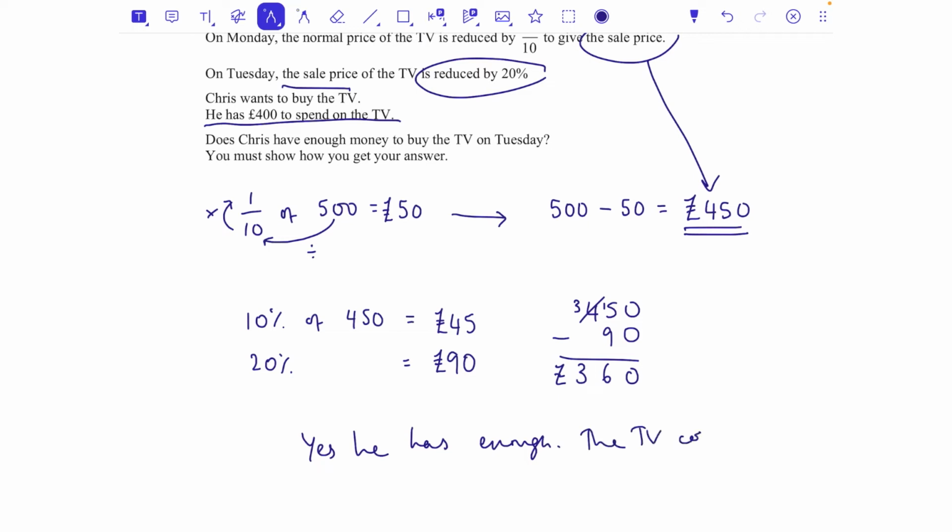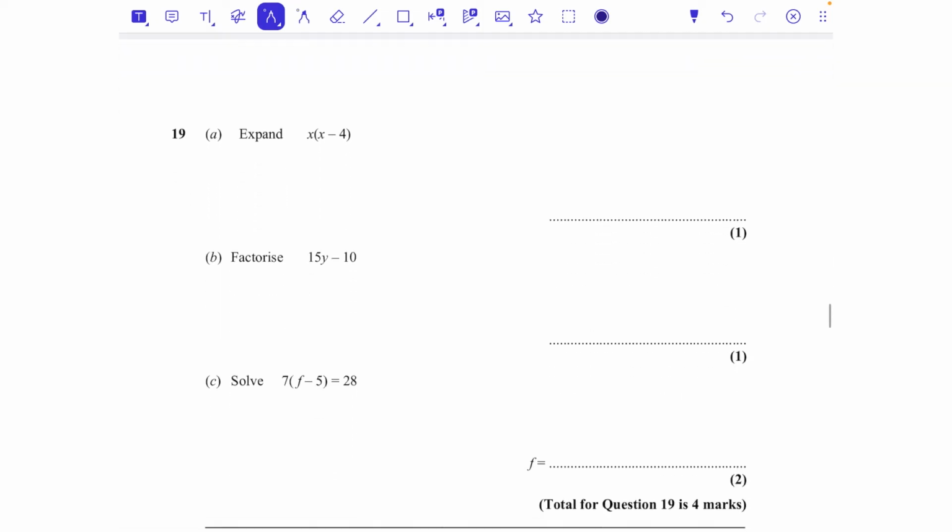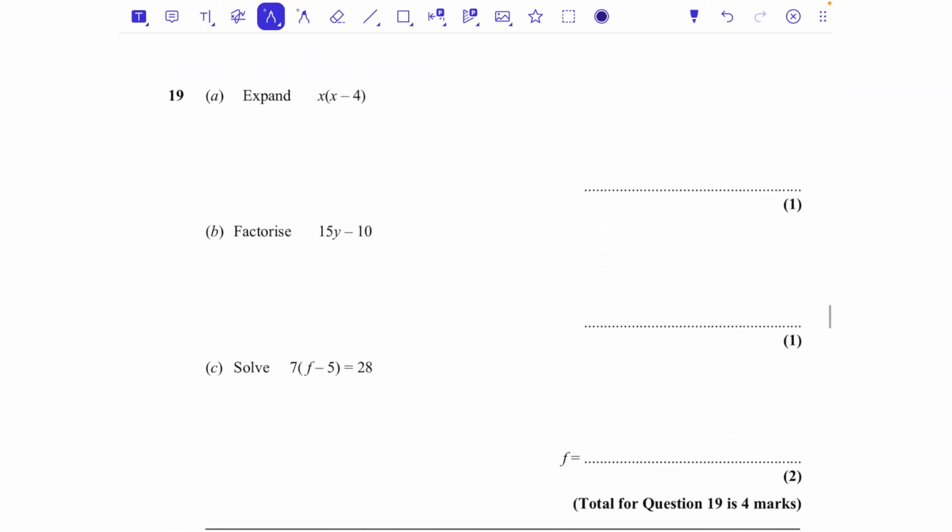The TV costs £360, which is less than 400. I think my handwriting's getting worse each week. There we go, which is less than 400. Perfect. Question number 19. Expand x minus 4.